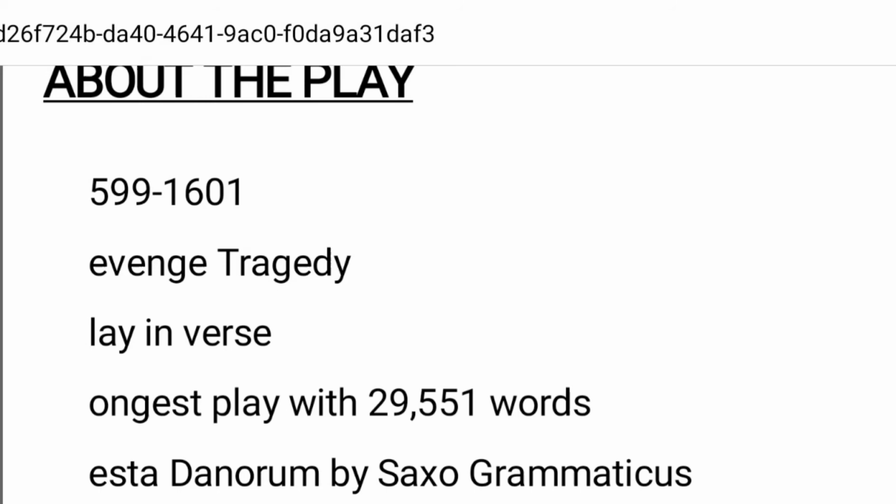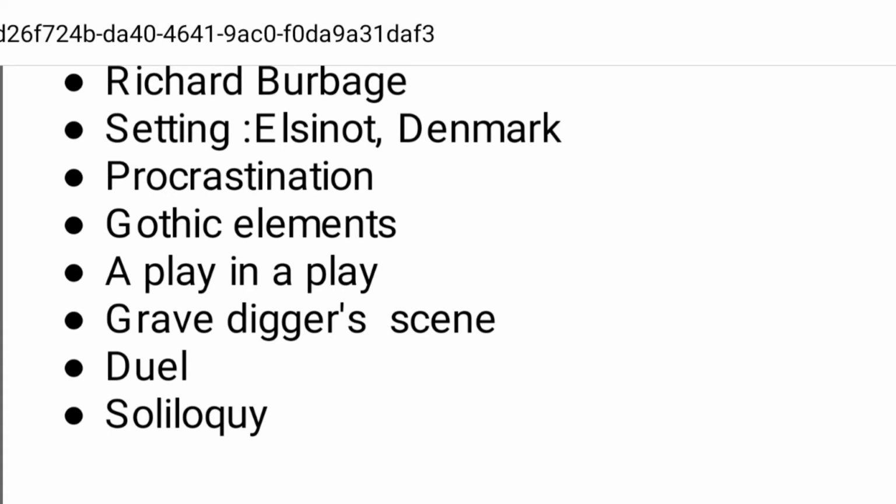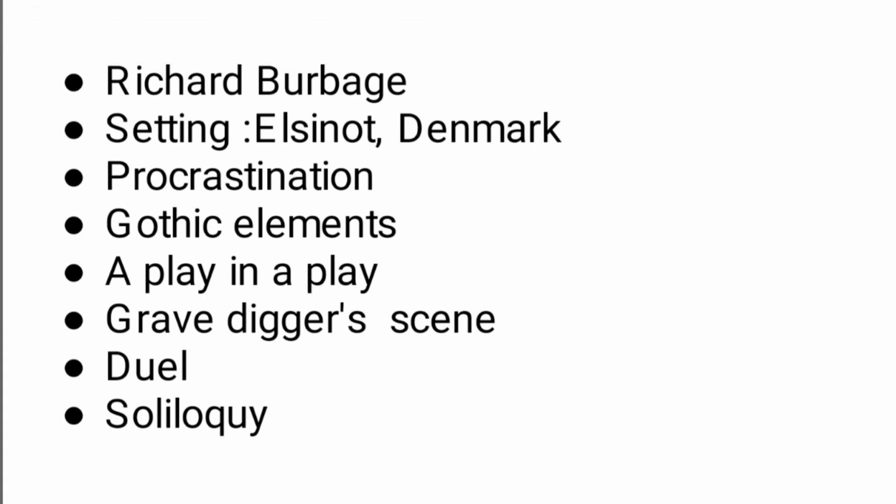The story of Hamlet is derived from the legend of Hamlet, preserved by the 13th century chronicler Saxo Grammaticus in his Danish patriotic work Gesta Danorum of the 12th century. It was originally named Ur-Hamlet. Richard Burbage played the title role in the first performance.